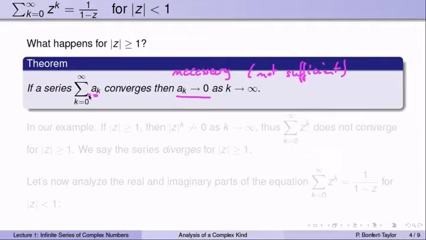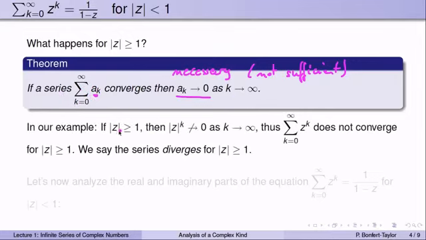So these a_k's have to go to 0 at a certain rate. But if the series converges, then the a_k's definitely have to go to 0. In our example, if z is greater than or equal to 1 in absolute value, then certainly z to the k does not go to 0. It actually goes to infinity if z is bigger than 1 in absolute value, and it stays at 1 in absolute value if z is of absolute value 1.